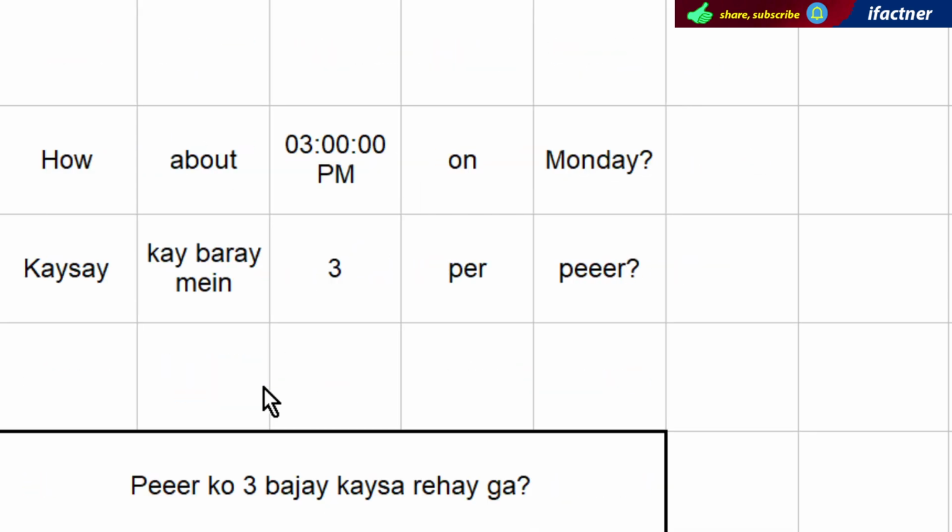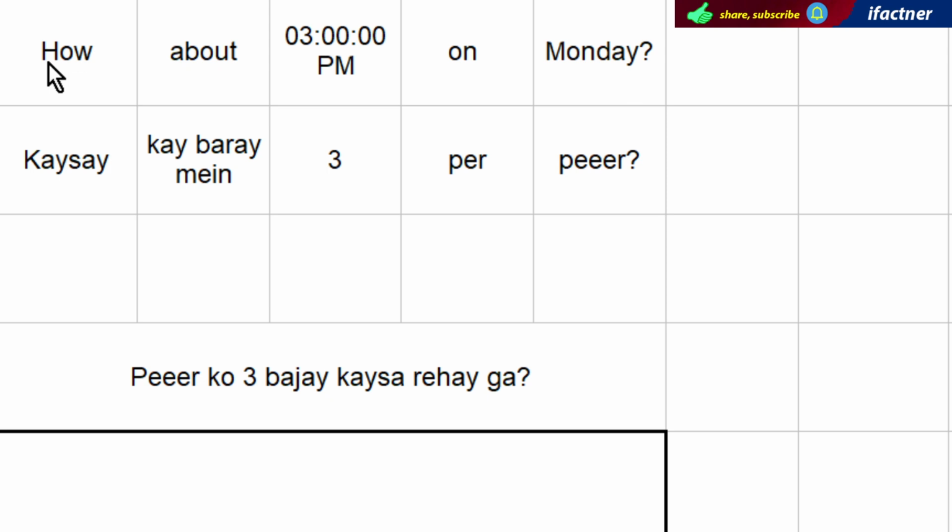Now the next sentence is the operator asks how about 3 p.m. on Monday. Now, how is translated as कैसे, about, के बारे में. 3 p.m. is 3 बजे दोपहर, or simply 3, 3. On, पर, Monday is पीर. Now we can translate this how about 3 p.m. on Monday as पीर को 3 बजे कैसा रहेगा.